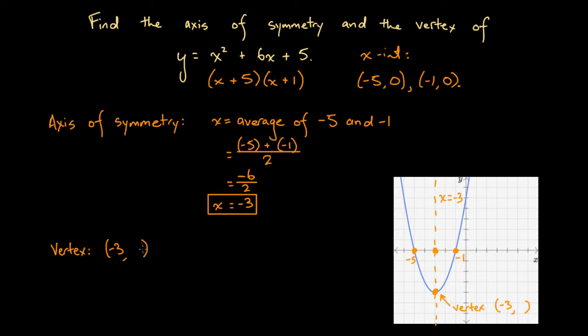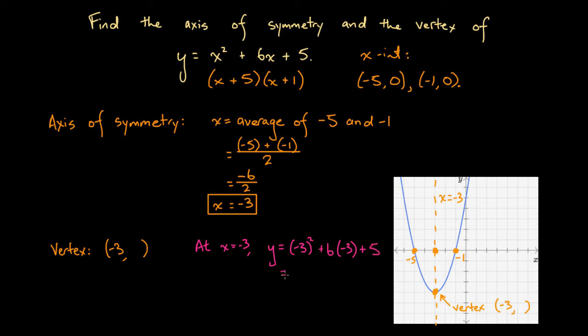In order to figure out what the y-coordinate of the vertex will be, we need to substitute the x value of -3 into our original equation and determine what y equals when x equals -3. That's how we find the vertex. So at x equals -3, we're going to have y equals -3 squared plus 6 multiplied by -3 plus 5. I've just substituted x equals -3 into this equation.